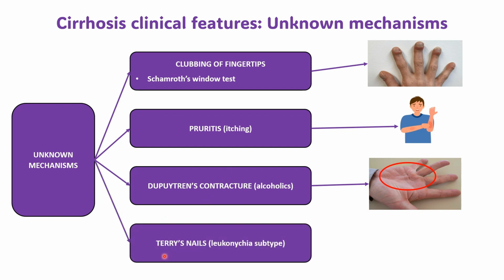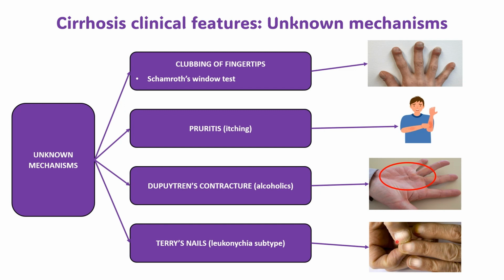And we also have this sign called Terry's nails, and essentially Terry's nails are a subtype of leukonychia. And if you were to examine someone with Terry's nails, they'd appear white with a reddish brown tip. And the mechanism, like for all of these signs, isn't fully understood. But in leukonychia in particular, it's known that there's an association with low albumin, but this isn't quite the same thing. It's a subtype.